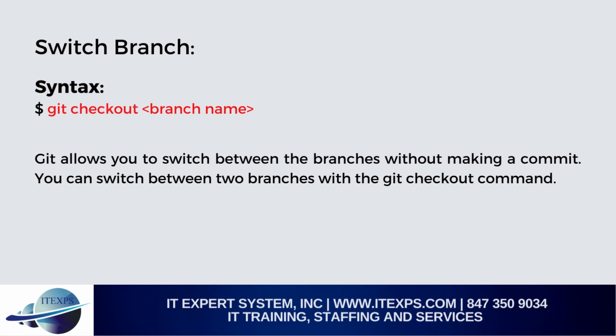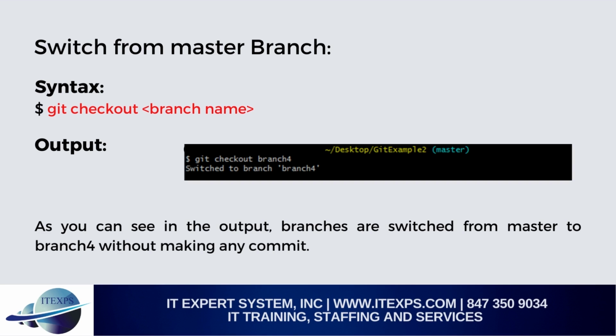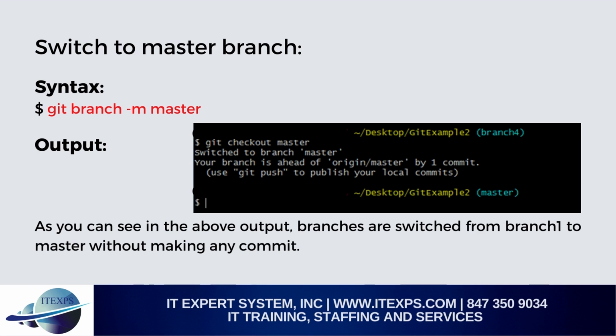Switch branch. Git allows you to switch between the branches without making a commit. You can switch between two branches with the git checkout command. To switch between the branches, the command as per shown is used. Switch from master branch. You can switch from master to any other branch available on your repository without making any commit. Output. As you can see in the output, branches are switched from master to branch 4 without making any commit.